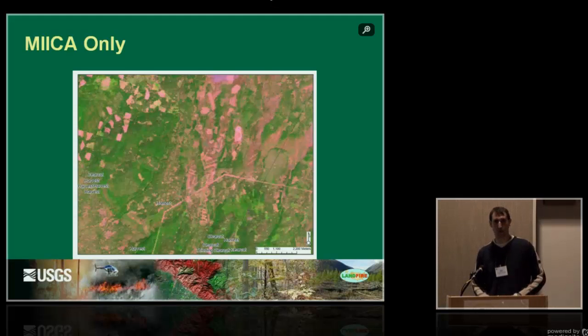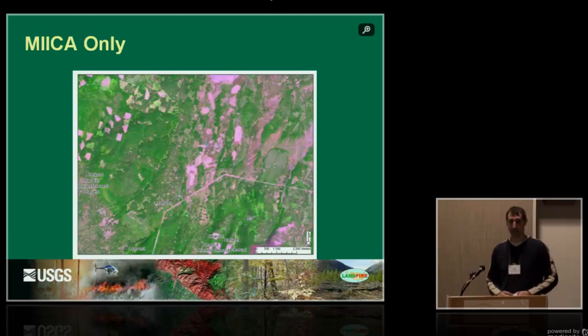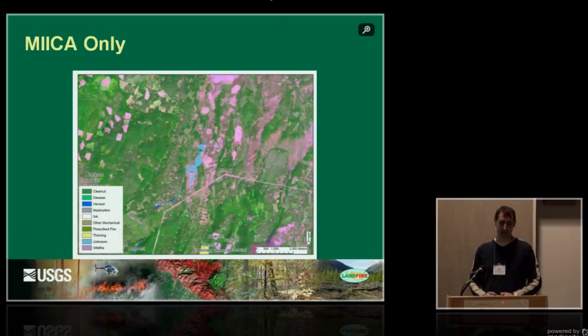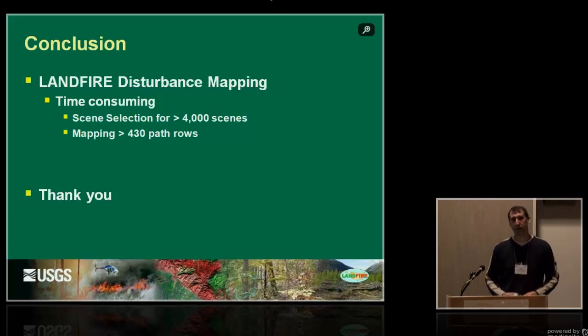So anyway, that was a whirlwind tour, I realize, but it's a time-consuming process, and it involves a lot of computer time. There's over 4,000 scenes that were processed via the MICA process, and then on the mapping aspect, we're working through over 430 path rows just for CONUS. So, any questions?